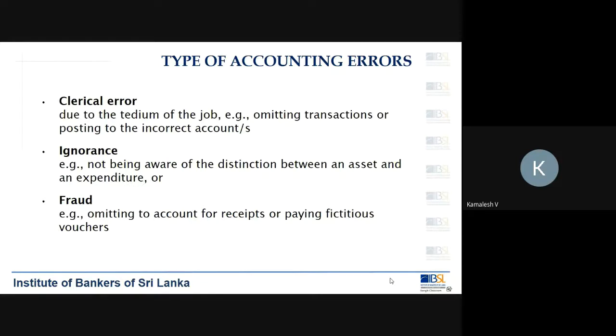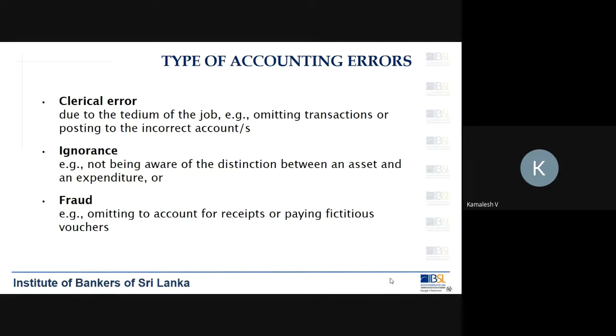When this person makes a mistake due to the volumes of transactions being very high, or due to the tedium of the job, he can make various mistakes. Those mistakes are commonly said to be clerical errors. That is, this person, the so-called clerk, makes a mistake, and that is called a clerical error.